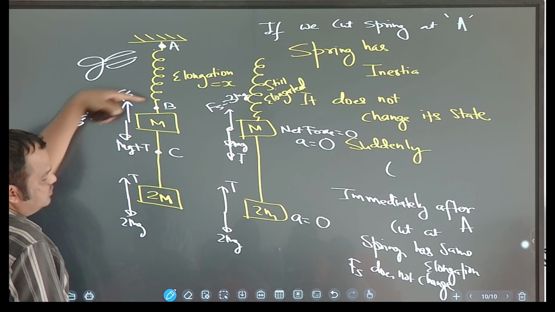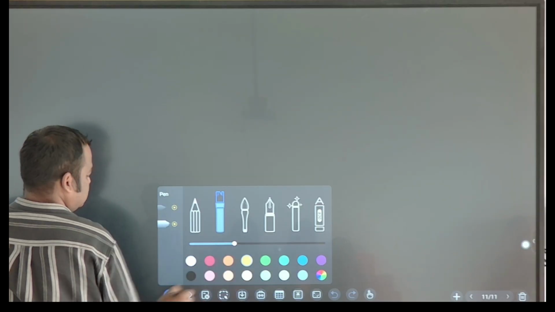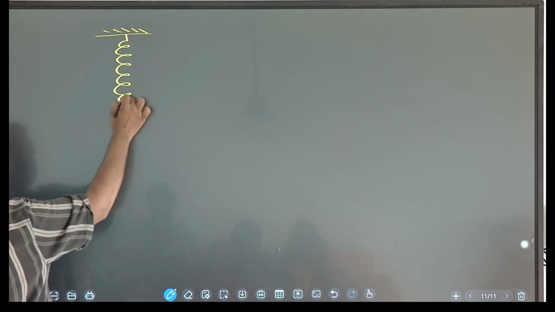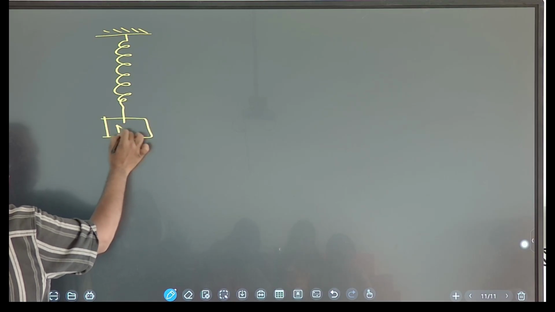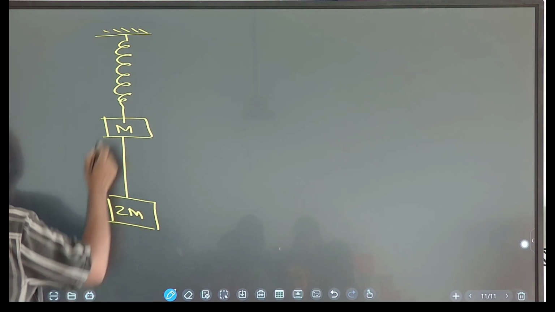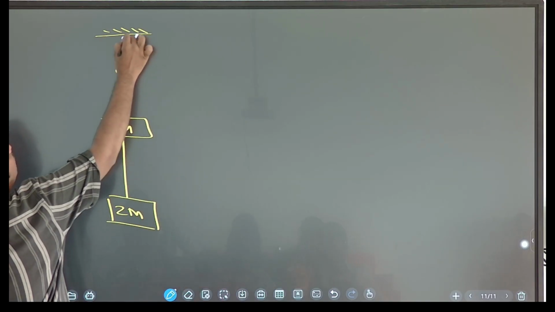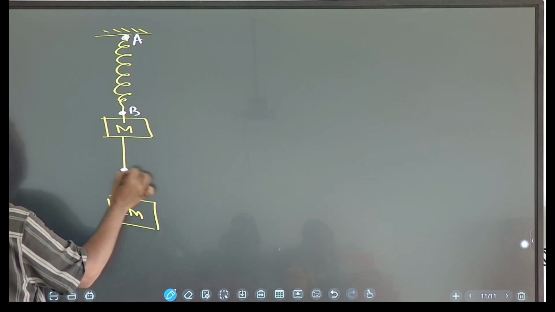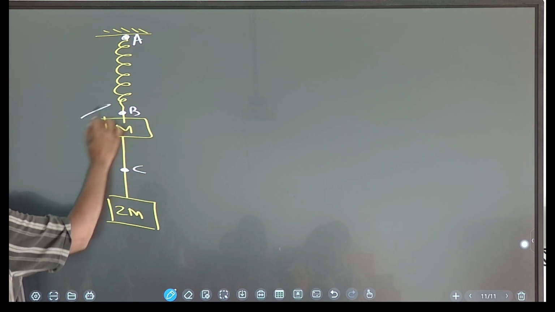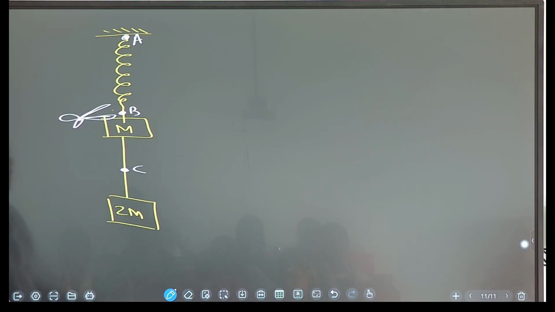Now you cut at B. Next page. Now this block is M. String is there. This block is 2M. Now this point is A, this point is B, this point is C. Now you cut at B. You cut here. What happens?